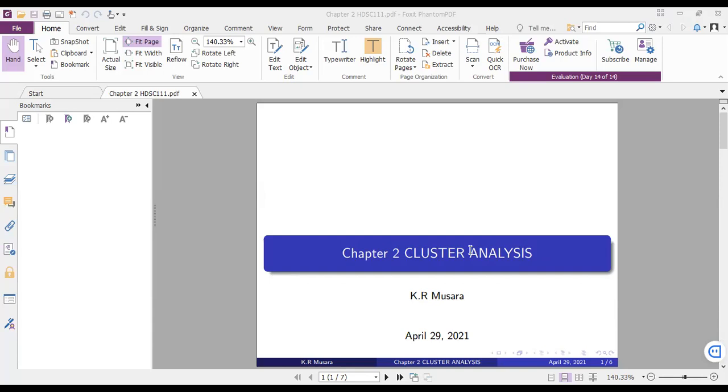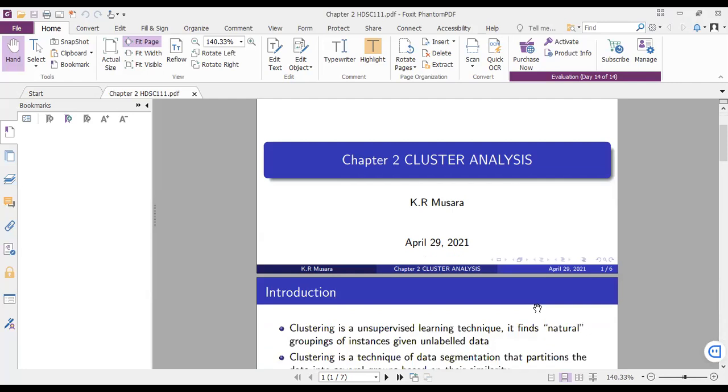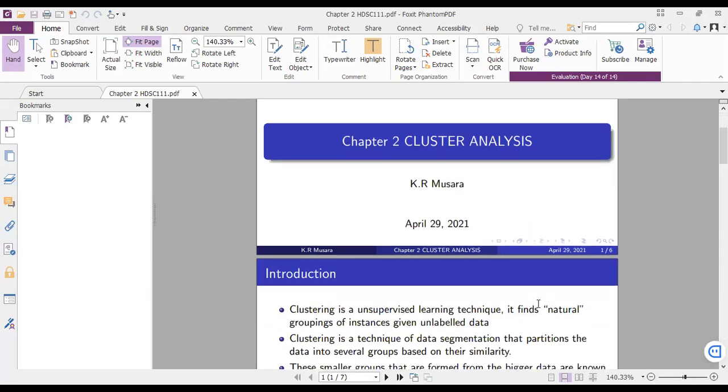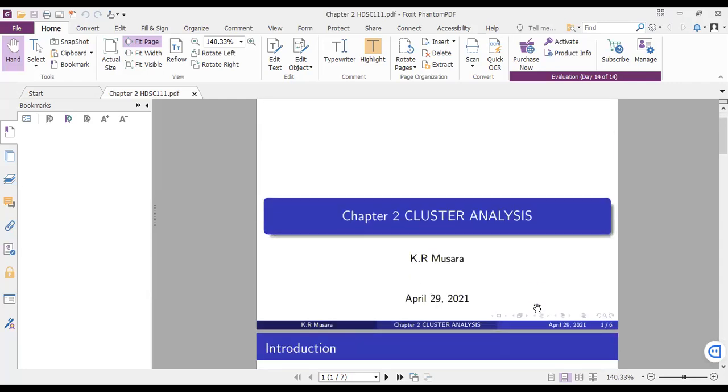So the next chapter that we're looking at is cluster analysis. I'm sure if you've Googled or gone online about data science, you may have met something on cluster analysis, right? So I expect you to be competent enough, by the end of this chapter, to write an analysis or a report on cluster analysis.